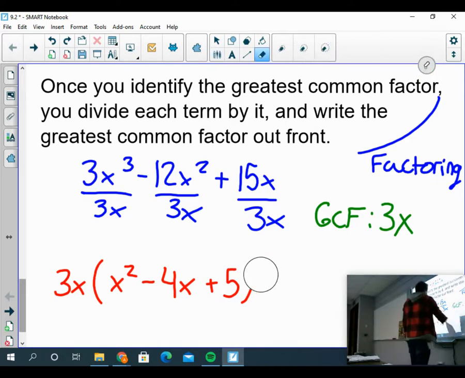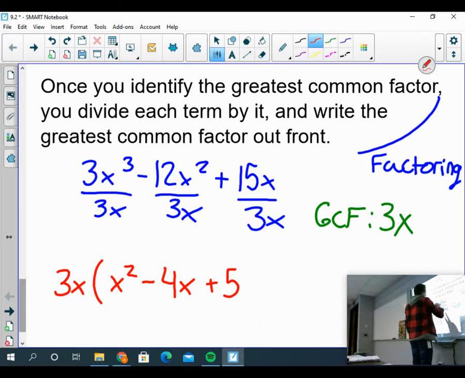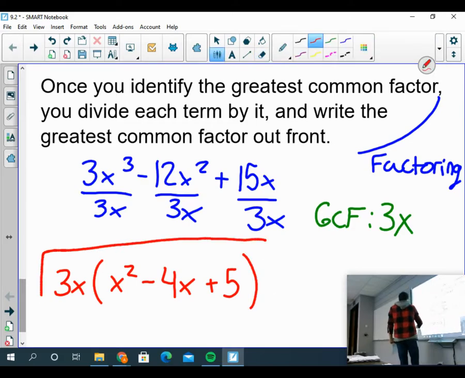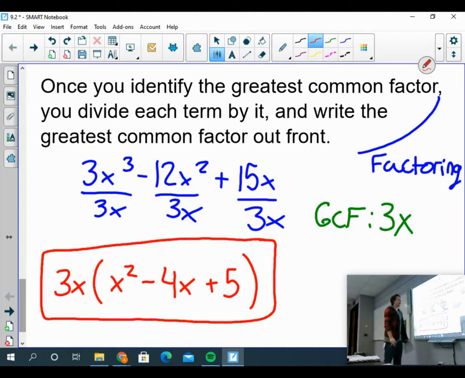And if you want to see that little logic written out, x divided by x would be x to the first. So I do 1 minus 1, and I get 0. So I would have x to the 0 here. But we know that x to the 0 is just 1. We know anything times 1 is itself. And so, factoring this polynomial, I have identified my greatest common factor of 3x. I have taken the 3x out front and then divided each term by the 3x to simplify my polynomial. This is the process of factoring.